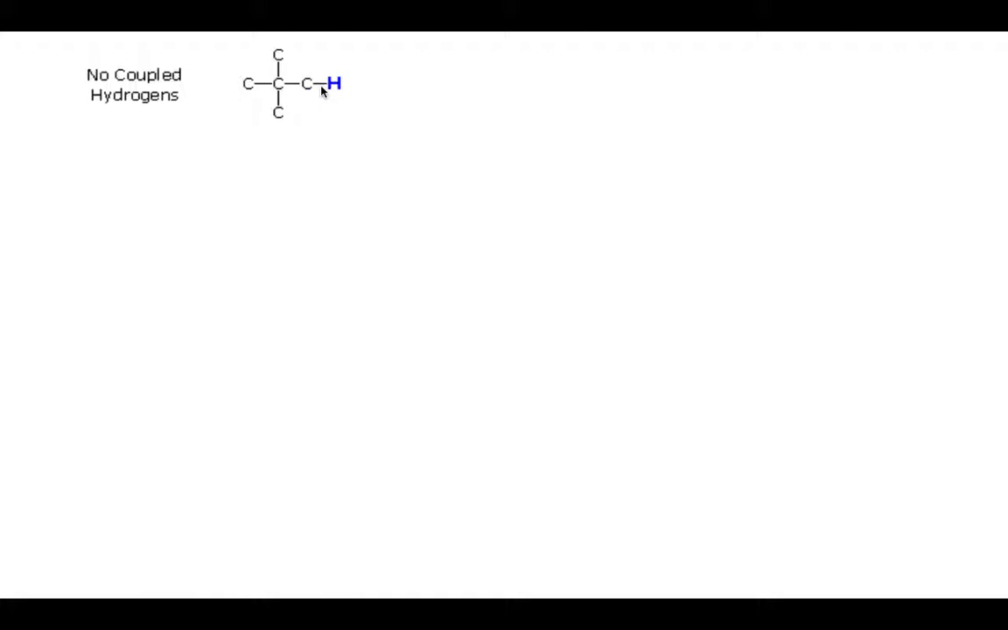I'm not talking about hydrogens that are the same, like we described before. I'm looking for hydrogens that are on an adjacent carbon. So not on this carbon, but on this carbon right here. This is the neighboring carbon, or the coupled carbon. Since this hydrogen has no coupled hydrogens on a neighboring carbon, there's no splitting. Nothing happens to it, and therefore we see this signal as a singlet, just one peak. No splitting tells us there are no hydrogens nearby.